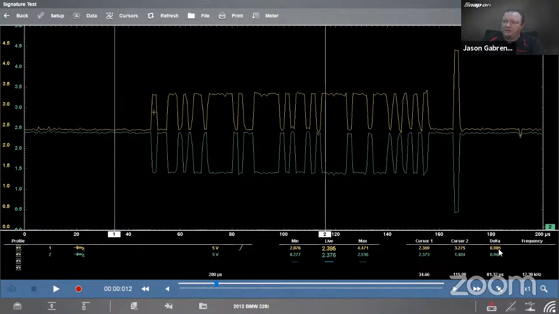The difference between those is 0.906 and 0.969. That is pretty darn close. It's really close to 1 volt on both sides. That's within the margin of error, so we're good there. We want to see nice flat tops. We want to see nice flat bottoms.